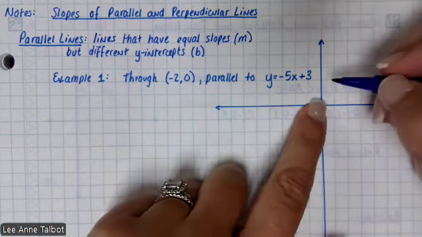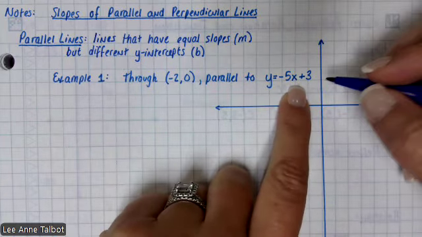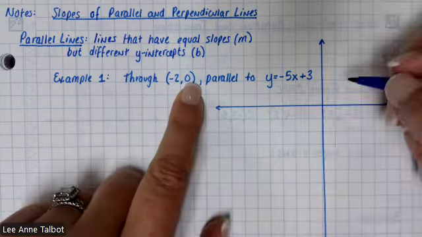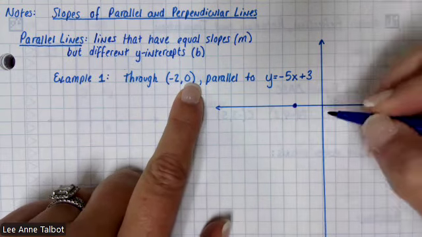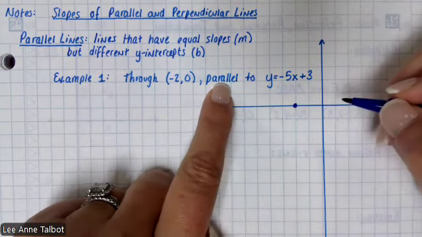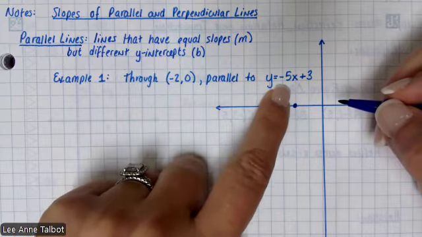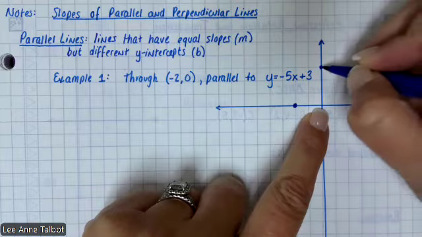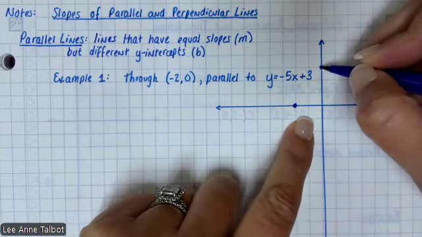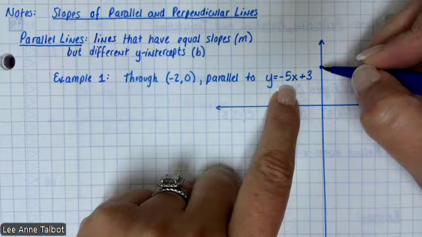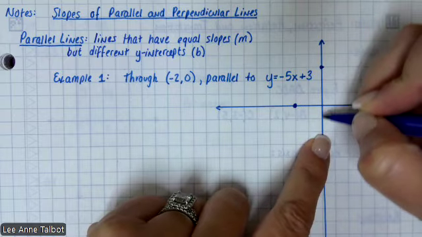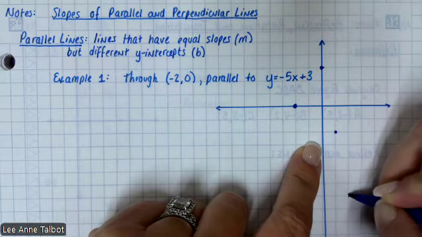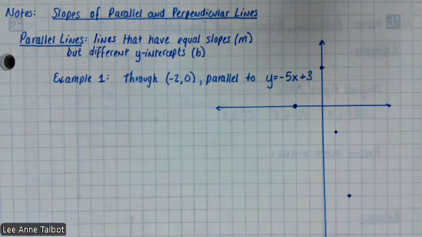Okay, so we're going to graph it first. We're going to graph the one that they gave us. So it says a line through (-2, 0), which you can graph right here. So there's (-2, 0), parallel to y equals -5x plus 3. Okay, so go up 3 for the y-intercept of that. And then the slope is -5, so go down 5 over 1, down 5 over 1. This is a really steep line.